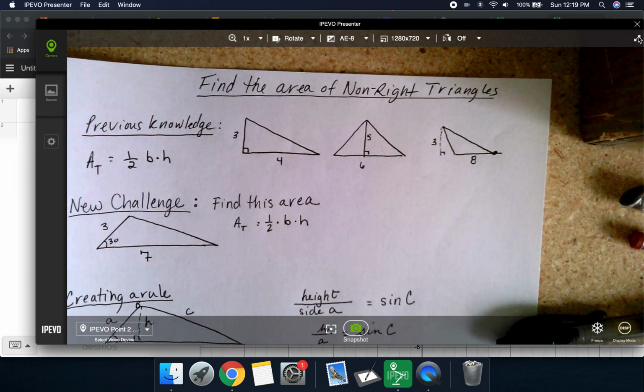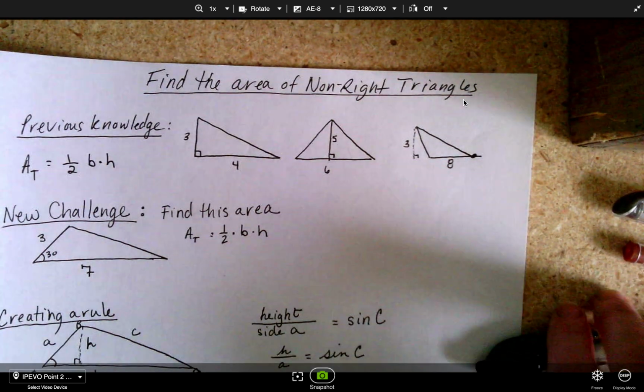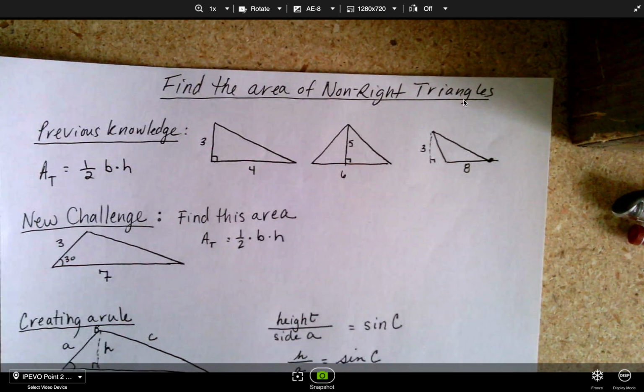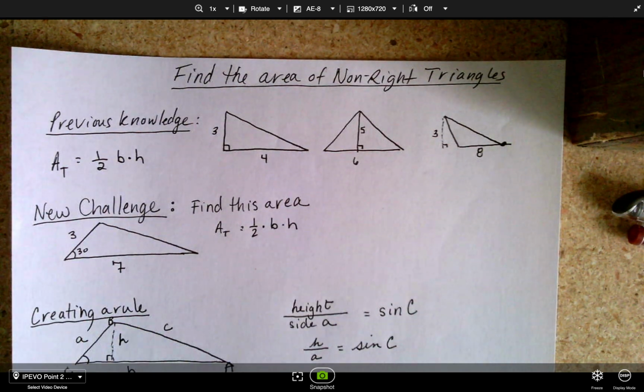Hello friends, I am going to make a new video for you guys on finding the area of a non-right triangle. This will be one of the notes from this week that I want you to complete. And so I want to start with thinking about what we already know.